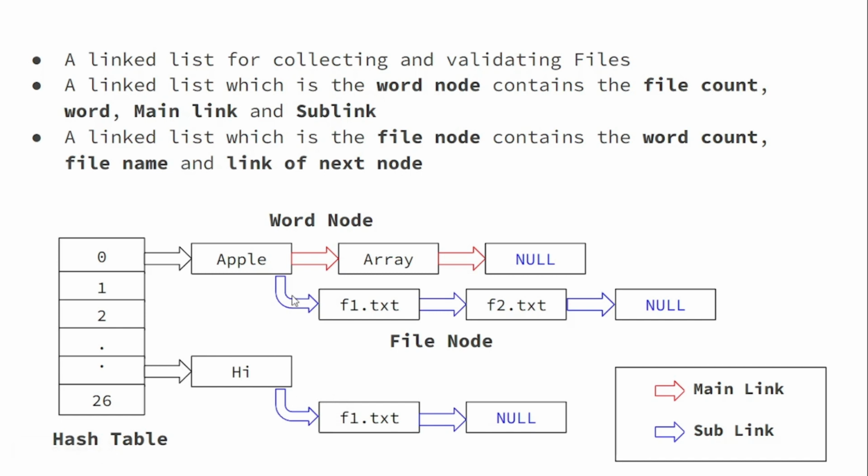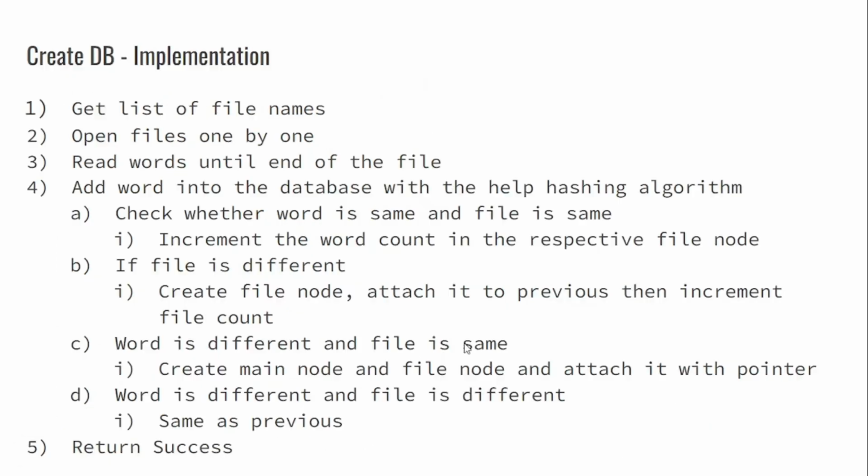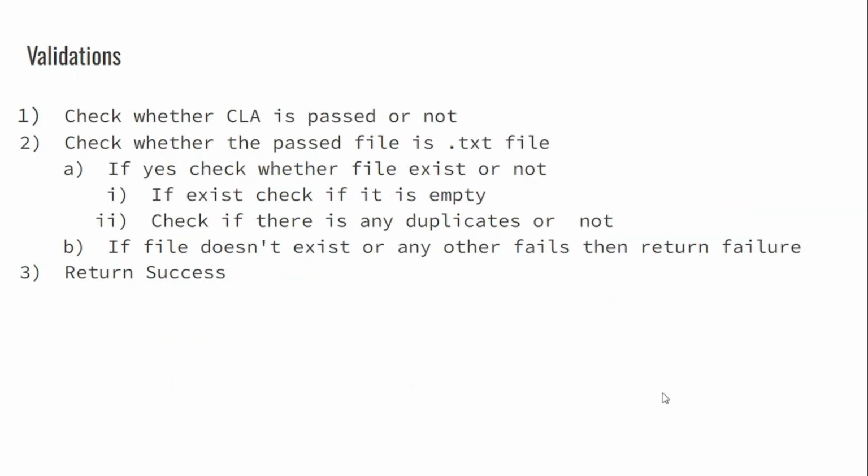If it is from the same file, we are linking that word hi to the same file, and we are incrementing the word count. If the word is different and the file is different, we will again create a main node and file node and attach it with the pointer. That's it. Return success after the end of the program.